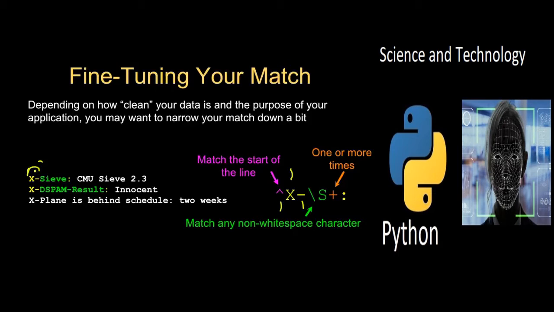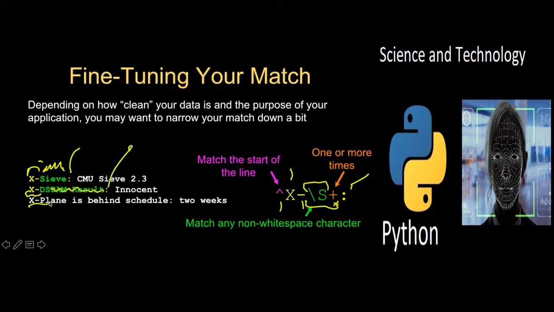Now we have another special character. Again, refer to your cheat sheet. Backslash capital S means a non-white space character, any character other than white space. And then plus means one or more times, so one or more non-white space characters. That's what this whole thing says. One or more non-white space characters, followed by a colon, which is just a character. So now we have X dash followed by one or more non-white space characters followed by a colon.